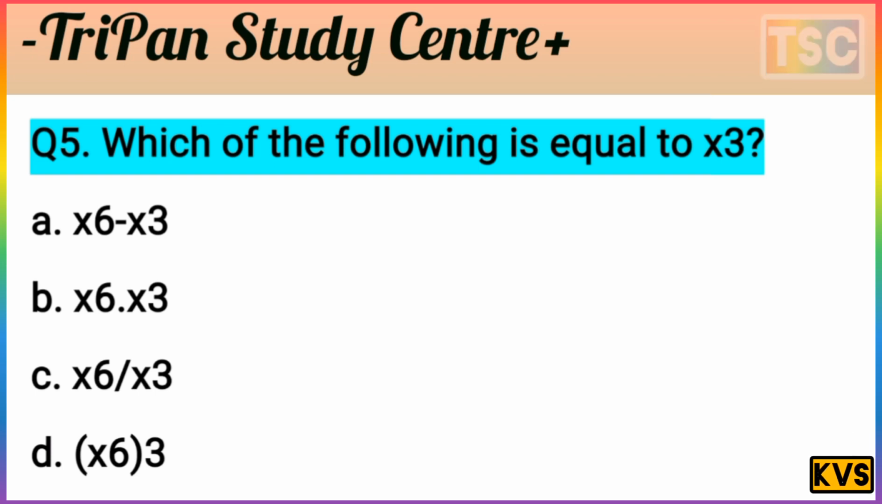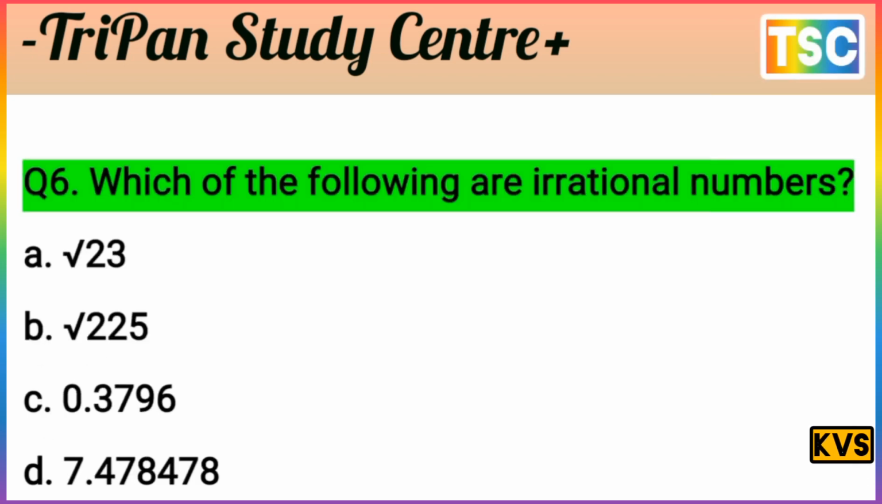Let's see the next question here. The next question is important, and it is easy also. The question is: which of the following are irrational numbers? That's important. You know the options here.